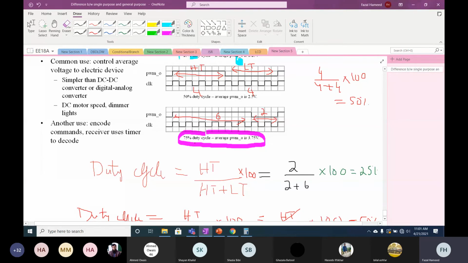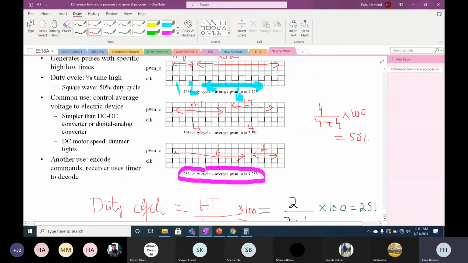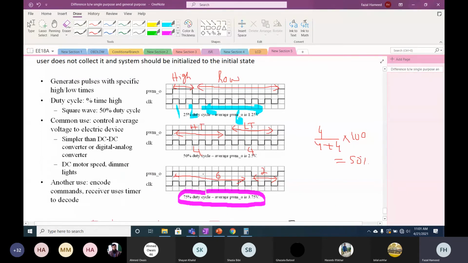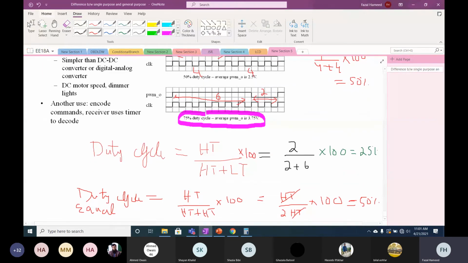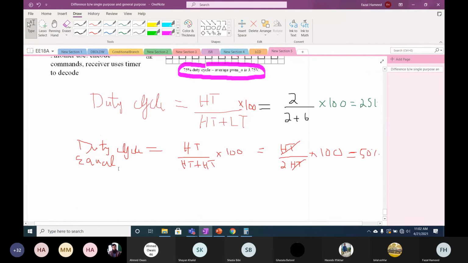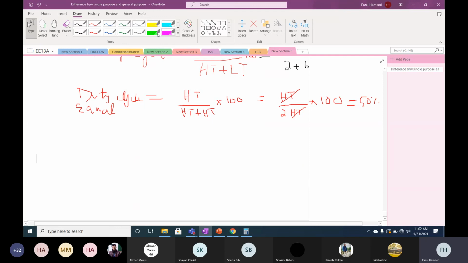Okay, why are we using a PWM signal? If you look at the objective, we are controlling the voltage using the duty cycle. If you look at this example, for a 25% duty cycle, in the above table, if the duty cycle is 25%, what is the corresponding voltage?